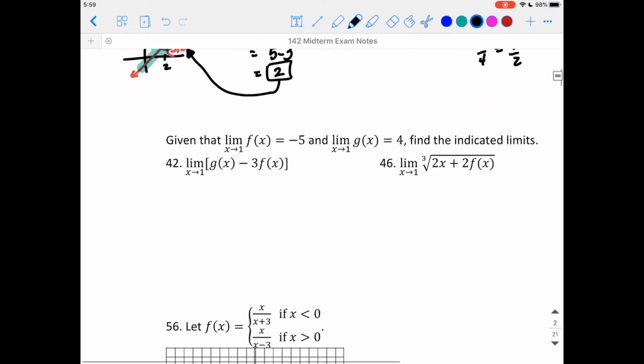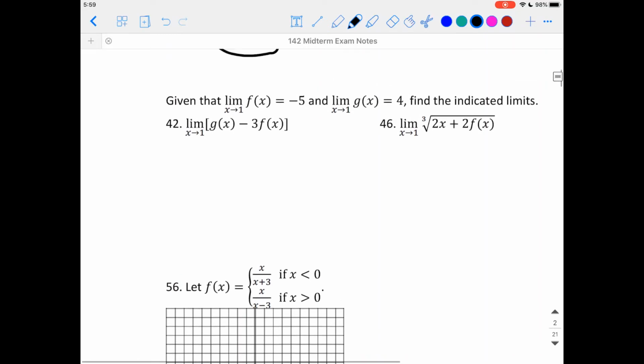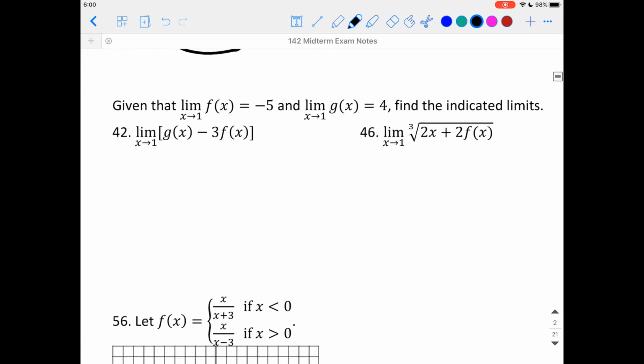So more practice on this. Given that the limit of the function f of x as x approaches 1 is equal to -5, and the limit of g of x as x approaches 1 is equal to 4, find the indicated limits. So here we're just going to substitute again. If you notice, all of them are approaching 1. So that's very important in these two problems.